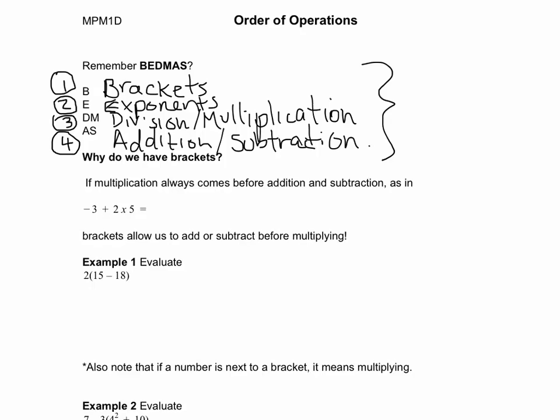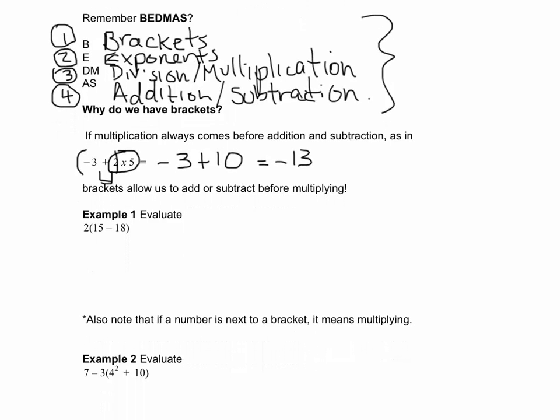Well, we do brackets because if multiplication always comes before addition and subtraction, as in this example here, -3 plus 2 times 5, if we follow our order of operations, we would have to do our division and multiplication first. This would become -3 plus 2 times 5 is 10, which would give us -13. But if we had brackets around this first portion here, then this would allow us to add or subtract before we had to multiply. So brackets are very, very useful in orders of operation.